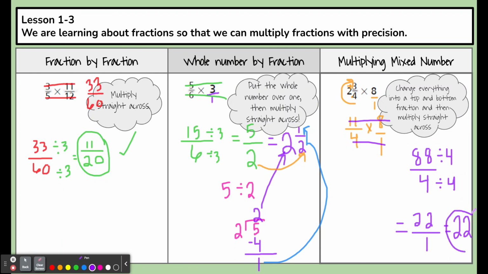And that, my friends, is how you multiply fractions. Go straight across, but make sure you don't have any mixed numbers, okay? You have to have 2 numerators and 2 denominators.